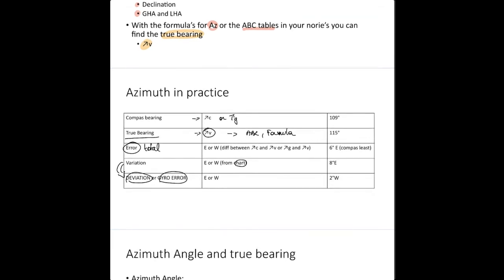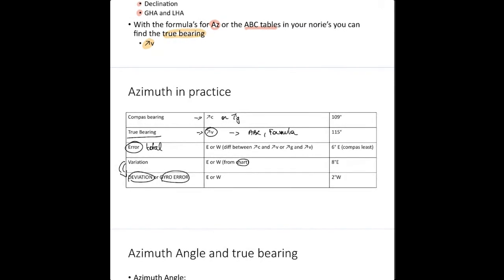So let's take an example here. When you have a compass bearing of 109 degrees, and a true bearing of 115 degrees, the difference between the two of them is 6 degrees. You know that true bearing is compass bearing plus or minus the error. When the error is east, your compass bearing will be least. When the error is west, your compass bearing will be best. Here the compass bearing is less, so my error is east. So I have a 6 degrees east error.